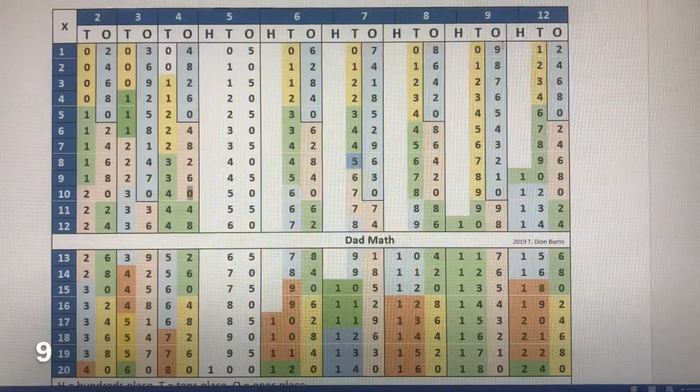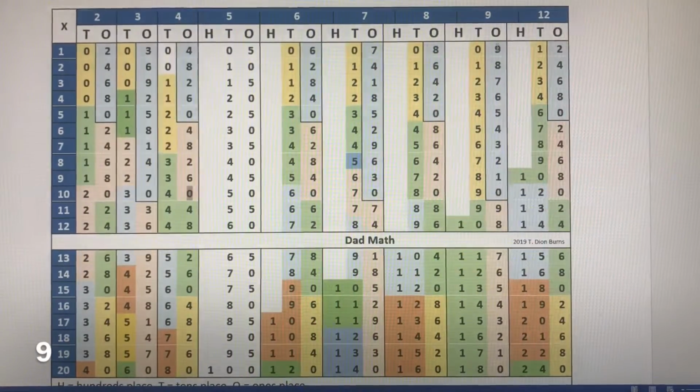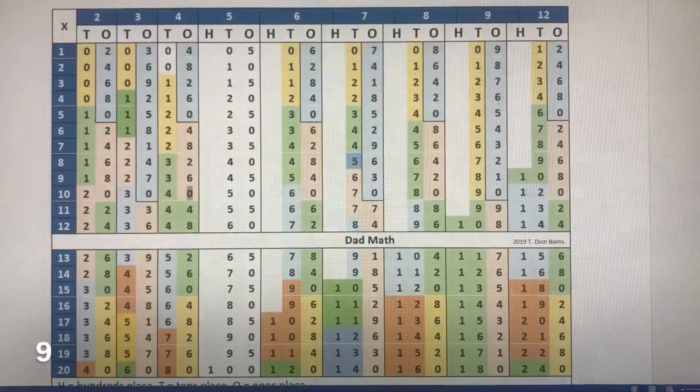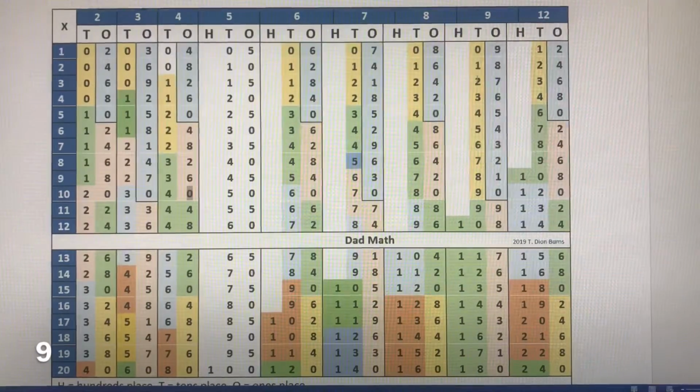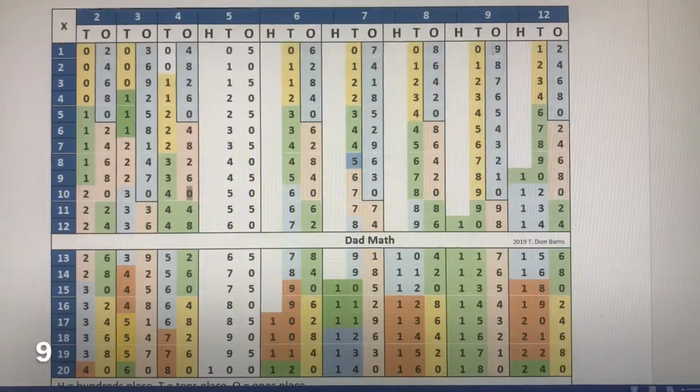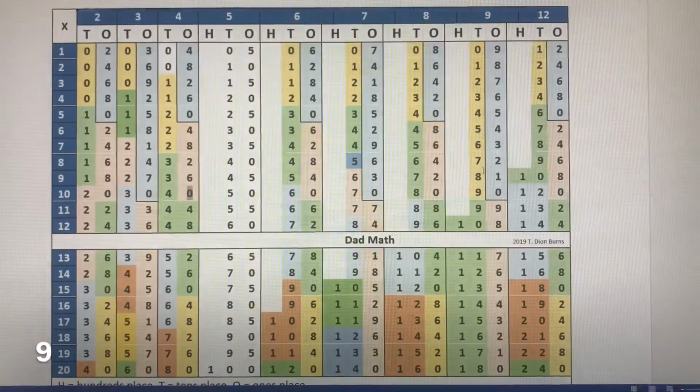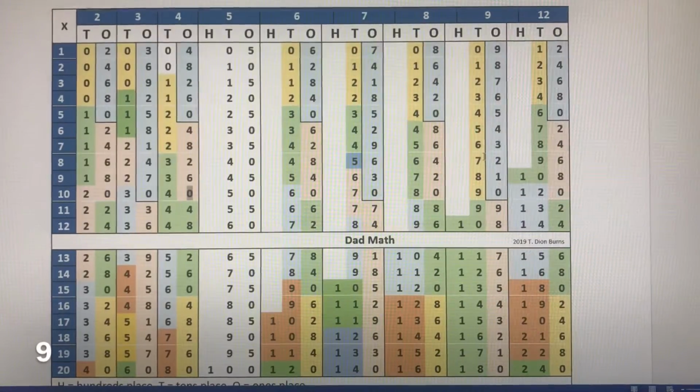Now, 9s are different. They're very easy, actually, if you look at it. So it's 9, 8, 7, 6, 5, 4, 3, 2, 1, 0 for the first 10. And on the other side, in the tens place, you just go 0, 1, 2, 3, 4, 5, 6, 7, 8, 9. And you have your answer. 09, 18, 27, 36, 45, 54, 63, 72, 81, 90. So if you know how to count down and count up, you can easily get your 9s.